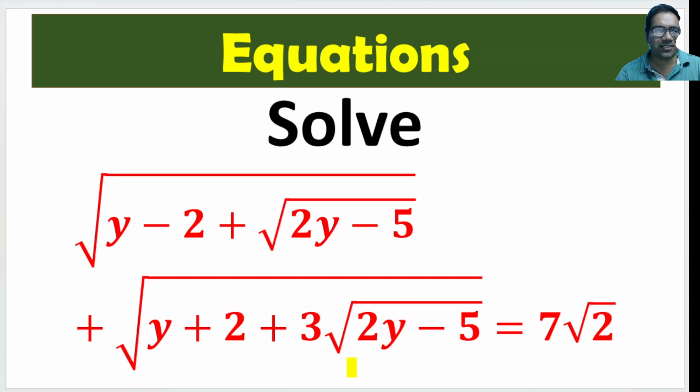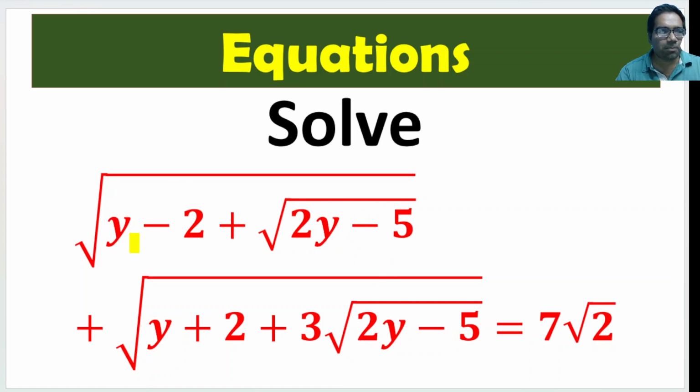Hi friends, let us solve this problem. We have under root y minus 2 plus under root 2y minus 5, plus under root y plus 2 plus 3 under root 2y minus 5, equals 7 root 2. Right. So the hint here is that this under root 2y minus 5 is repeating in both places.